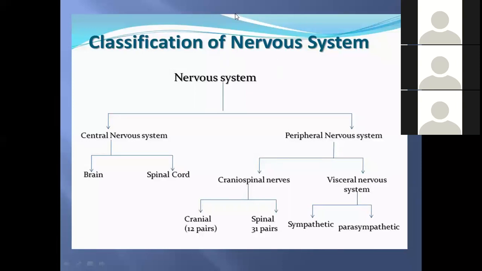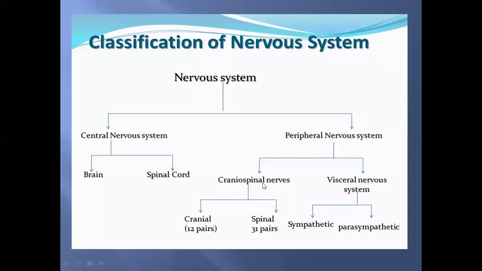The peripheral nervous system consists of craniospinal nerves and the visceral nervous system. Craniospinal nerves consist of the 12 pairs of cranial nerves and the 31 pairs of spinal nerves. The visceral nervous system again divides into the sympathetic nervous system and the parasympathetic nervous system.